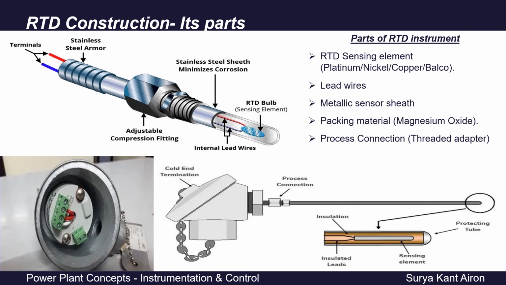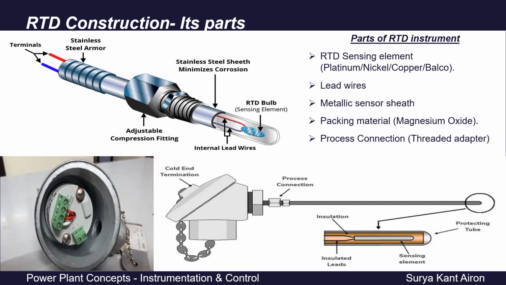In the next slide, we will cover the types of RTDs based on the material of construction of this sensing element, which could be either platinum or nickel or copper or even Balco. Balco is basically a nickel iron alloy. So as this sensing element comes in direct contact with the process fluid, the heat is transferred from the fluid to this sensing element. As we discussed in its operating principle, its electrical resistance increases as its temperature increases and vice versa.